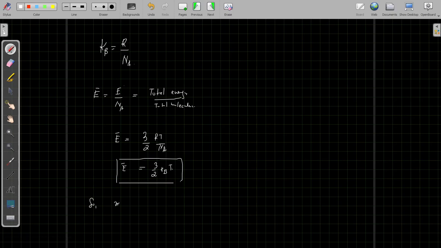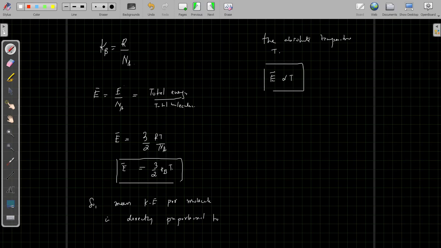So the mean kinetic energy per molecule, now it's molecule, earlier it was mole, per molecule is directly proportional to the absolute temperature T. Okay, so this is one of the most important relations.